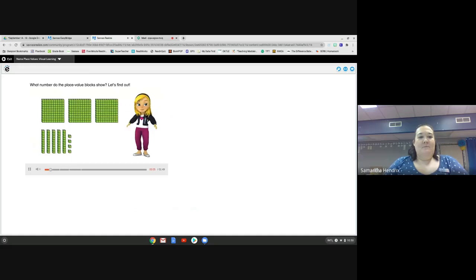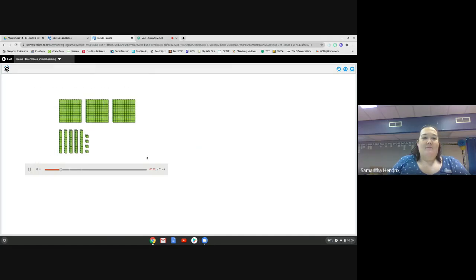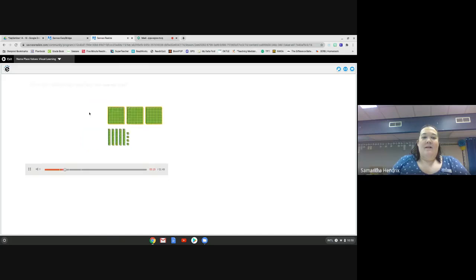What number do the place value blocks show? Let's find out. Look at the different types of place value blocks. Okay, so review from yesterday. We know these are hundreds, tens, and ones. How many hundreds flats are there? There are 3 hundreds flats. How many tens rods are there?